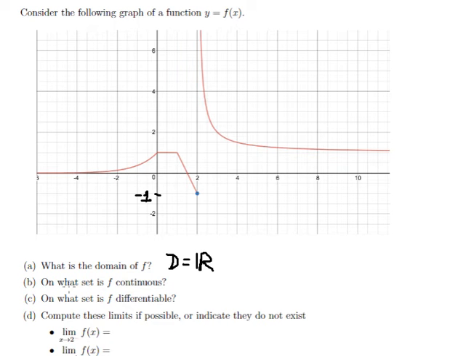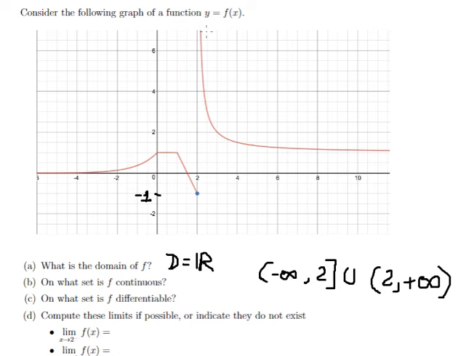Question B. What set is f continuous? So in this one, we can write like this. From negative infinity to number 2. And we need to use this one and this one from here to positive infinity, because on the right they just go to infinity. That's why they cannot get closer in this one.